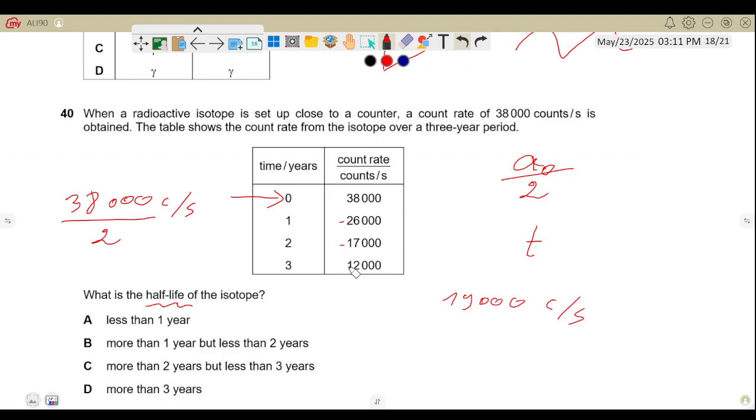26. That means the half-life must be between 1 and 2. The answer then would be between 1 and 2 years. It's more than 1 year, but less than 2 years. This is the half-life of this isotope.